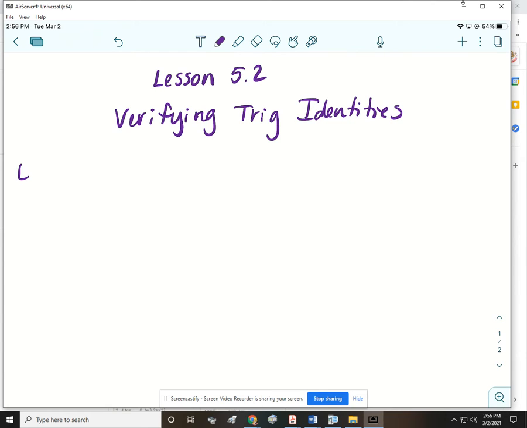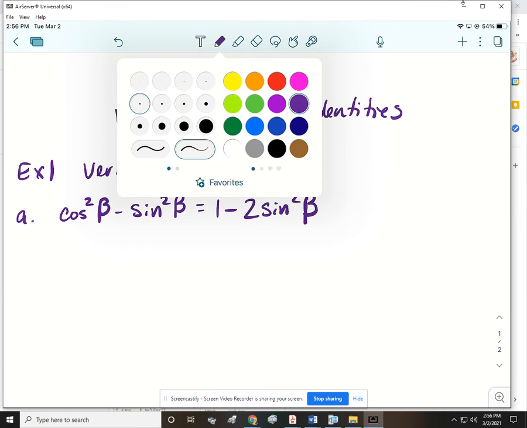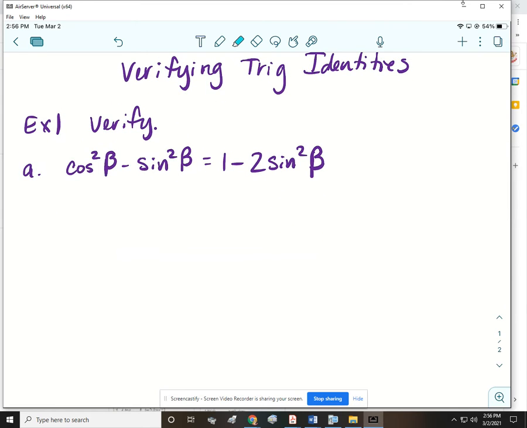All right, so for example 1, our directions are to verify. For A, we have cosine squared of beta minus sine squared of beta is equal to 1 minus 2 sine squared of beta. So this is one where it's not super obvious which one is more complicated because they both have two terms. They both have subtraction. But when I look at it, I think that cosine squared is more complicated than just a 1. So our more complicated side is going to be the left side.